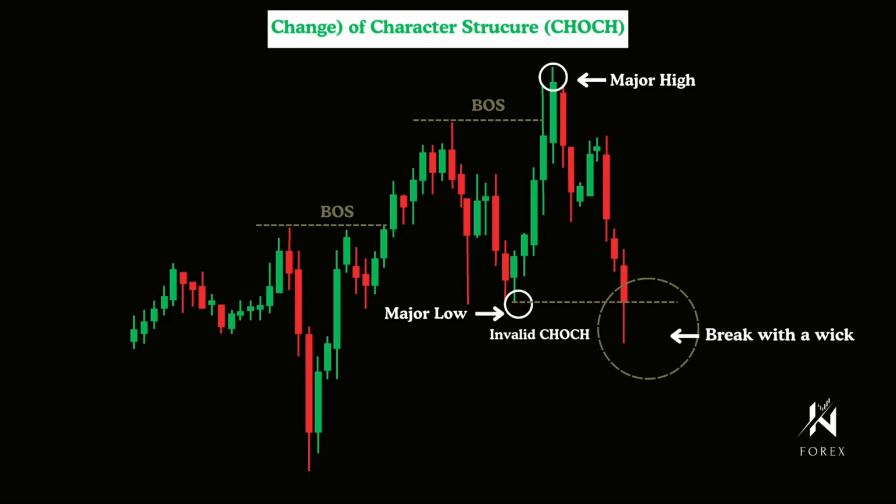Down triangle, bearish scenario breakdown. The same logic applies in a bearish market. For a valid bullish reversal, i.e., change of character, price must break and close above the recent major high with a candle body. A wick or shadow alone is not sufficient.